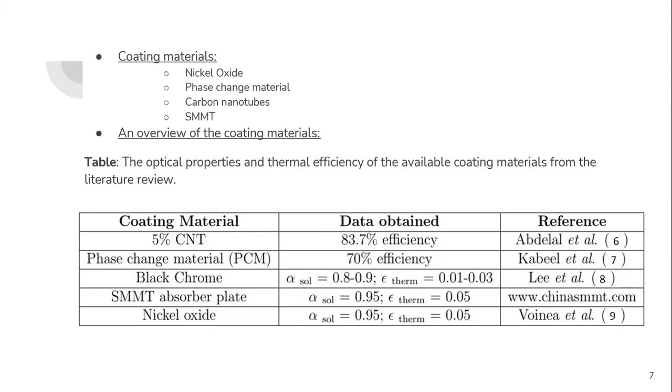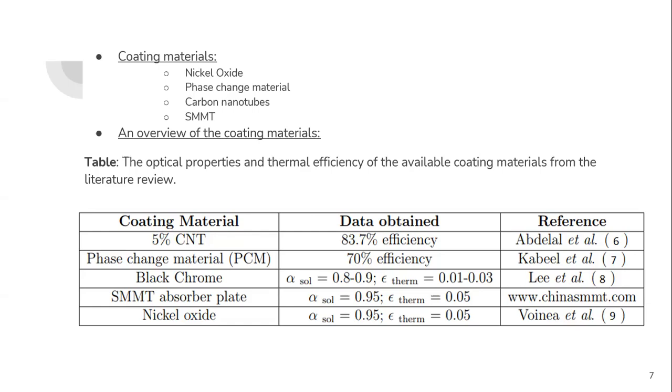And the SMMT absorber plate has a high absorptivity and emissivity, but the problem is the company only sells it in a bulk amount. So if you want to embed it in an aluminum plate, you have to purchase it in a bulk amount. So that's a problem, and it's not easily available everywhere. So that's why we also escaped it.